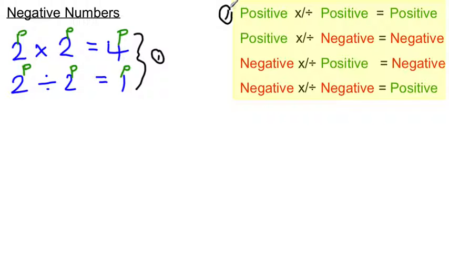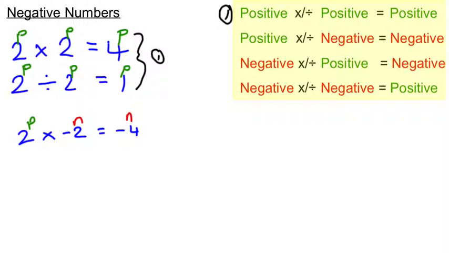Now, looking at the second rule, a positive and a negative. So if I was to have a positive 2 and I timesed it by a negative 2, that would give me an answer of negative 4. So what you have there is you are timesing your positive by a negative number, so you've got a positive times by a negative, and that equals a negative.